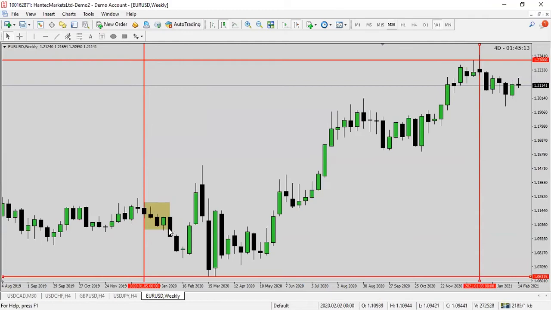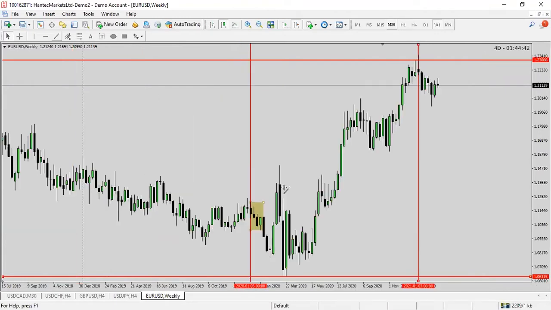Consolidation. Like I said, the consolidation represents the accumulative phase of the market. Then there was a false breakout to the upside. This is a typical example of a Judas swing. So after the consolidation phase of the market, there was a false breakout. Then what happened? Manipulation. This was a manipulative phase of the market that moved down.